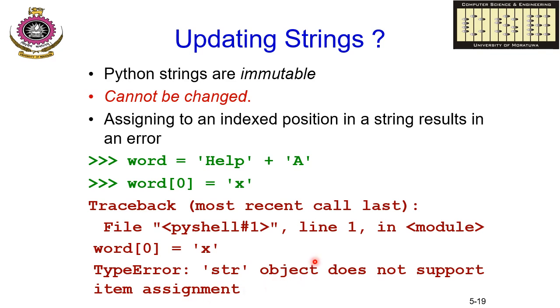Why? What is the reason? The reason is strings are immutable. They are not allowing you to change the items. So item assignment is not allowed by strings. We cannot update the items or elements inside a string. So we are emphasizing the fact that strings in Python are immutable, unlike lists.